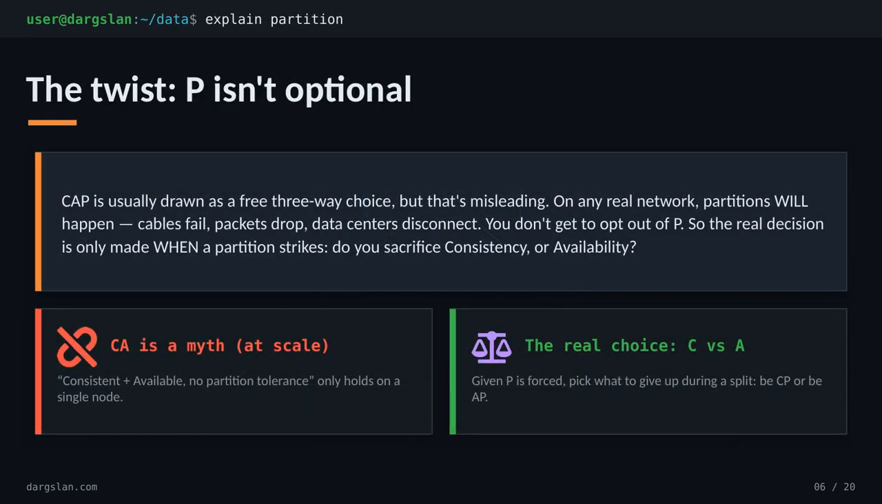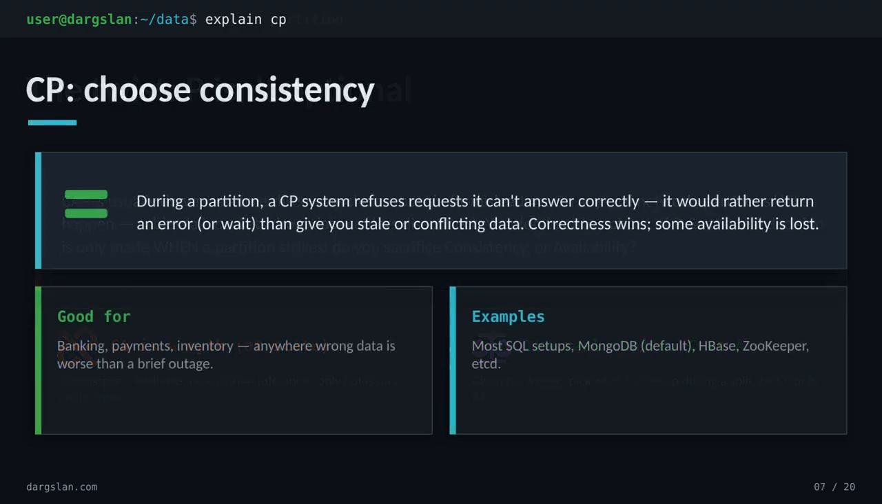And this is where most CAP diagrams quietly lie to you. They show three equal options, but CA, consistent and available with no partition tolerance, really only exists on a single box sitting under your desk. The moment you span two machines, a network or a data center, partitions are a fact of life, not a feature you toggle. So the honest question isn't which two do I want? It's when the split happens, do I freeze writes to stay correct or keep serving and let copies drift? CP or AP?